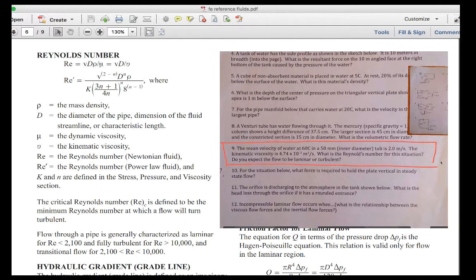Let's write down some important terms from this data set. We have the mean velocity of the water of 2 meters per second. So velocity is 2 meters per second. We have the kinematic viscosity, which is often given the symbol nu, excuse me, nu, 4.74 times 10 to the minus 7th meters squared per second. And what we want to know is the Reynolds number. Okay, let's go back to our reference materials.